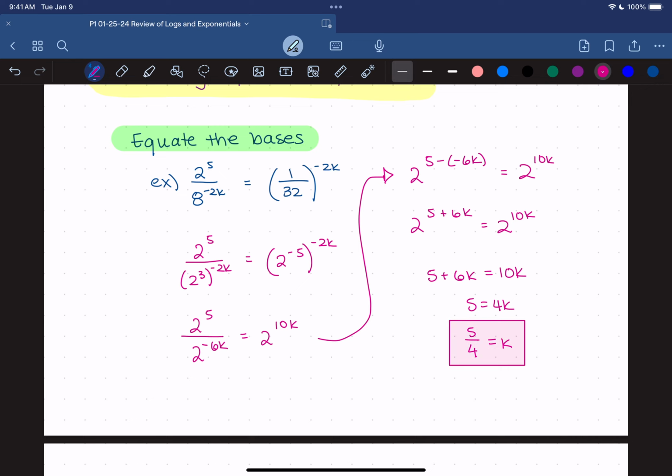So the idea when you can equate the bases: rewrite the bases so they are the same, and then use your properties of exponents until you can get it down to a single base and exponent on each side, and then equate the exponents, and you solve it. So that's equating the bases.